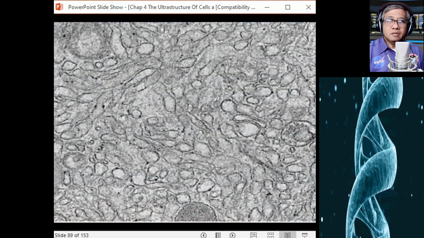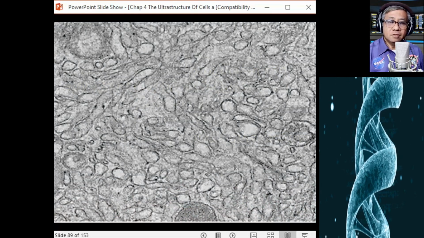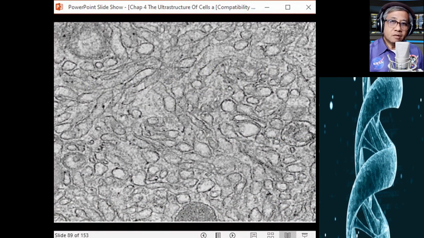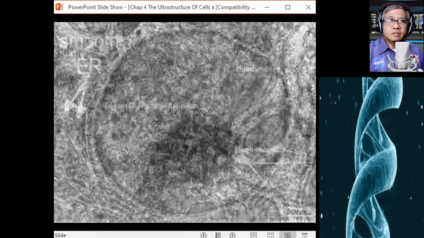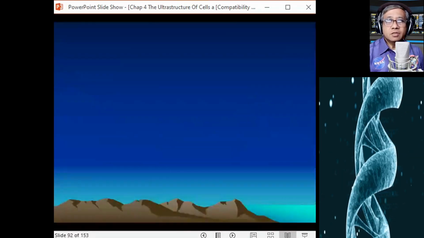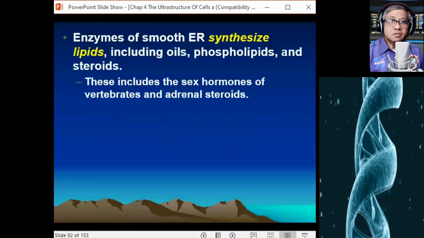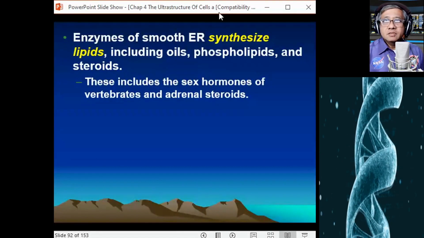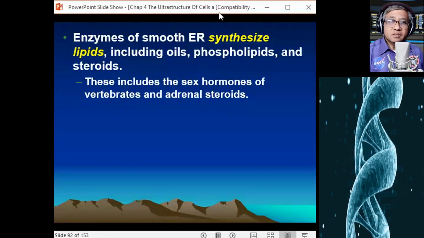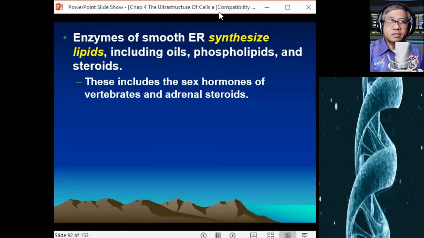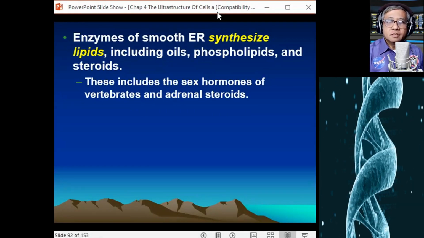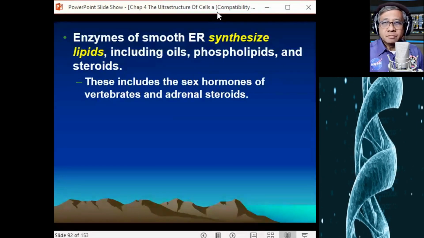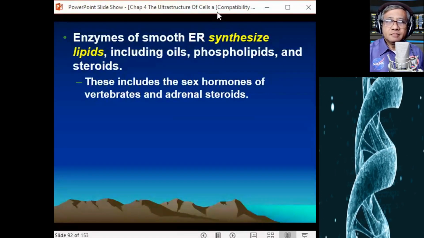Alright, what you're seeing now on screen is the smooth endoplasmic reticulum. The ER looks smooth because of the lack of ribosomes. Specific functions of the smooth ER: the smooth ER is involved in lipid synthesis. Enzymes of the smooth ER synthesize lipids including oils, phospholipids, and steroids. This includes the sex hormones of vertebrates and adrenal steroids.